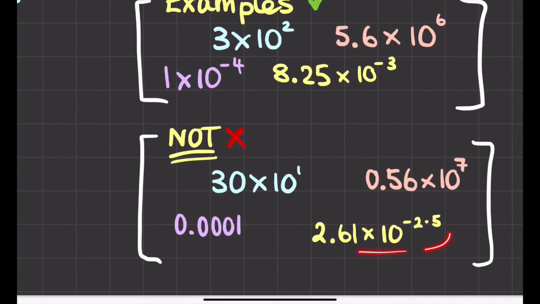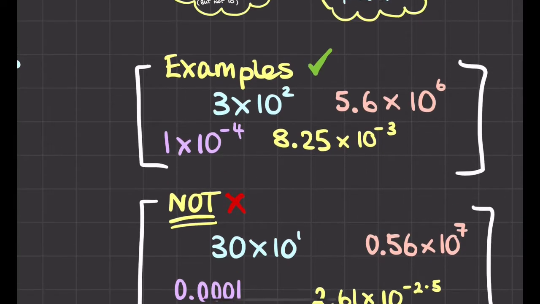And this one here, you might say, well, that's between 1 and 10. But this is the problem here, okay? We're not allowed to have half of a number, okay? So it can't be minus 2.5. It has to be a whole number, like minus 2 or minus 3. Okay, so that's not standard form. So none of those ones are standard form, but all of these ones are.